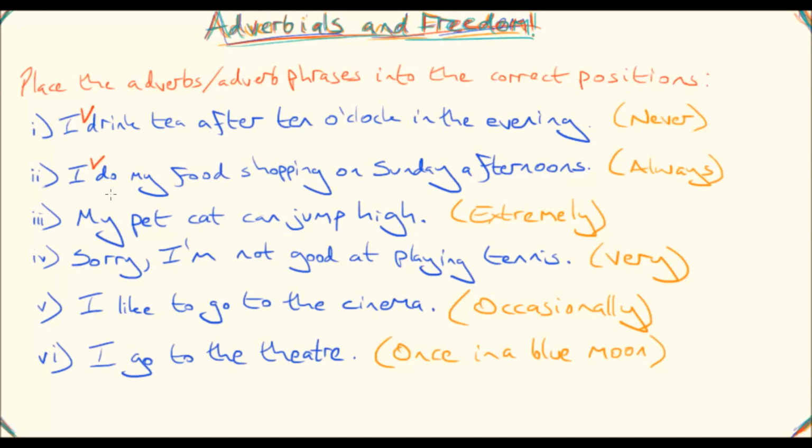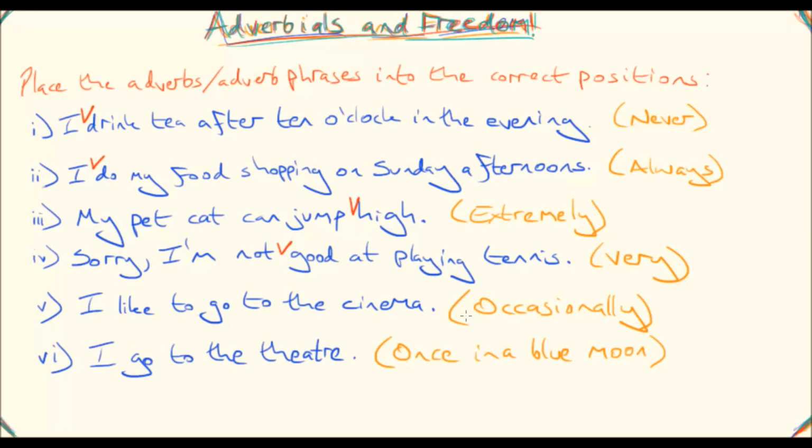What about the word extremely in my pet cat can jump high? Which word are we describing in that sentence using the word extremely? And you're absolutely right. It goes just before the word high. So my pet cat can jump extremely high. In the sentence, sorry, I'm not good at playing tennis, we want to put the adverb very in somewhere. So we're going to say, sorry, I'm not very good at playing tennis.